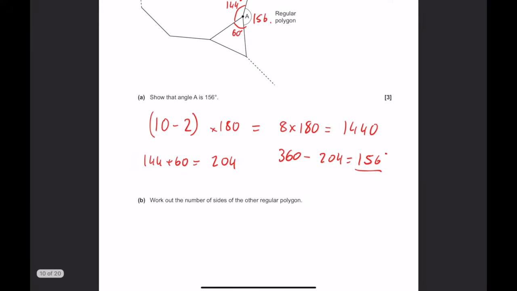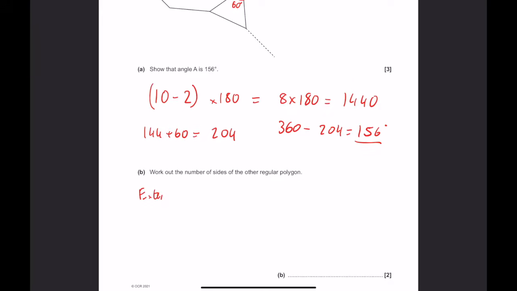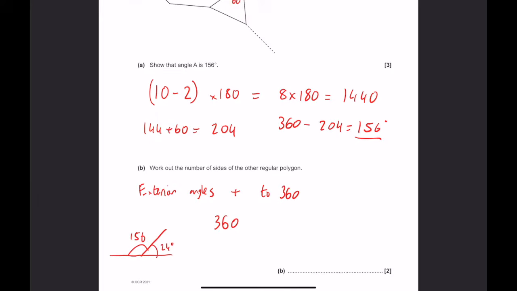Work out the number of sides of the other regular polygon. The most useful fact here is we know that exterior angles of a regular polygon add up to 360 always. So if you've got an angle that looks like this, and we know that this one is 156, the exterior part is going to be 24 degrees, because straight lines add up to 180. So if we do 360 divided by 24, then that is going to equal 15, so it is 15 sides in total.